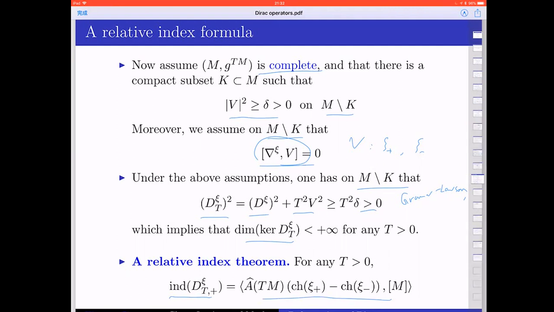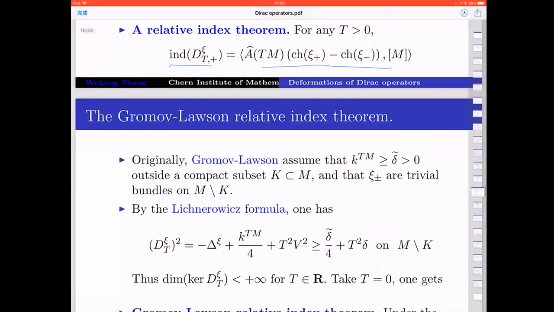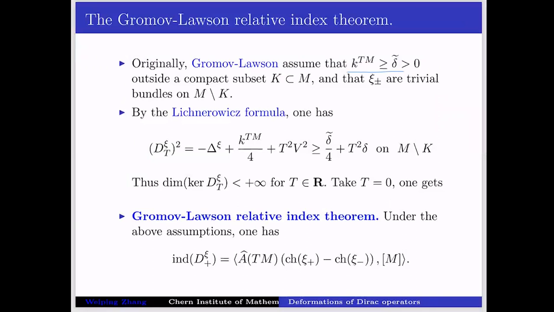So in the original Gromov-Lawson paper, they considered the case that the scalar curvature near infinity has a positive lower bound, and then the psi plus minus are trivial near infinity. That means you have a V invertible identifying them. Then you get this operator plus, with the additional formula, the D square will equal to this term. This is then larger than or equal to delta.